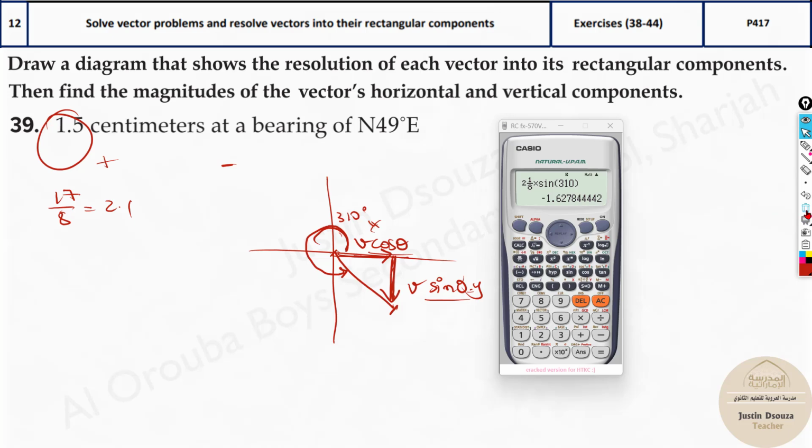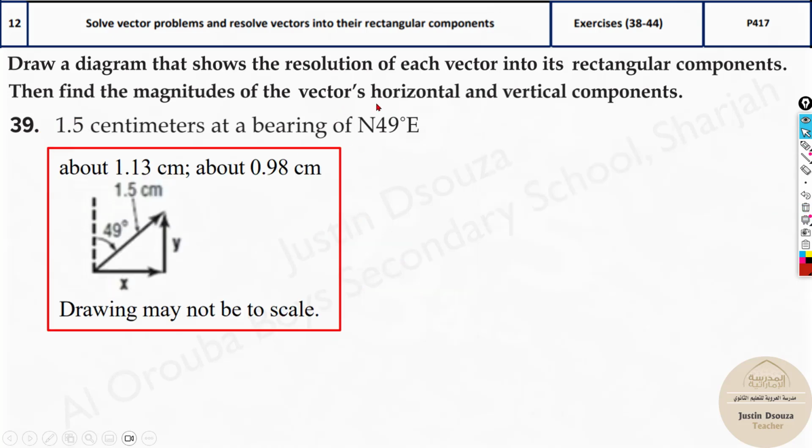You can try this by yourselves. The only important thing over here is this: north 49 degrees east. What does that mean? We should know how to draw north, south, east and west. North is always the upper direction. South is down. East is to the right and west is to the left.